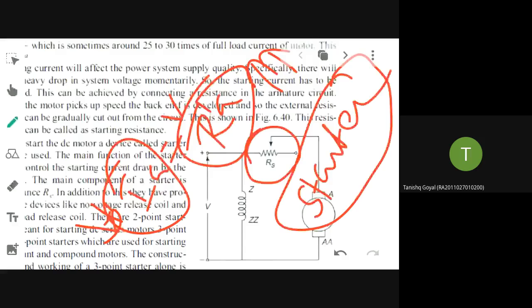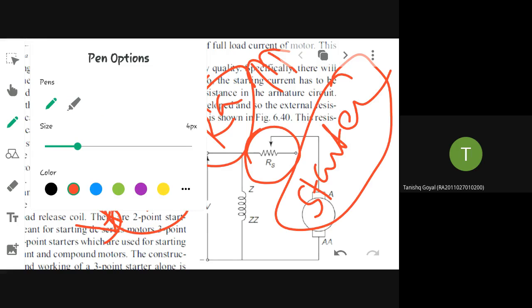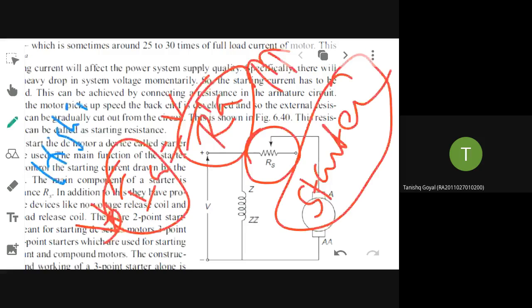To add the starting resistance. During starting time alone, the extra resistance will be added, because of which you will be able to prevent damage by reducing the high inrush of current. Okay, high inrush of current will be reduced. Because of that purpose only, you are using what mechanism? Starter. Okay, understood the necessity of starter, everybody?